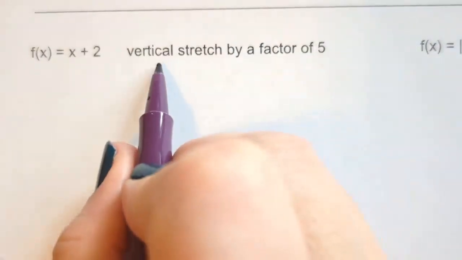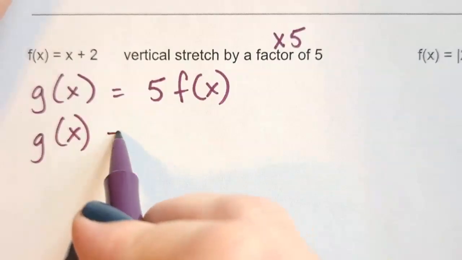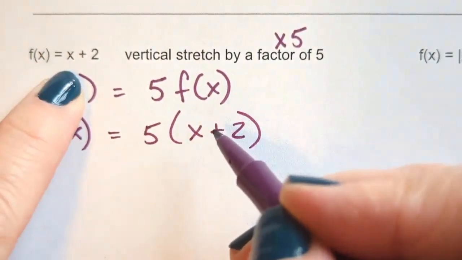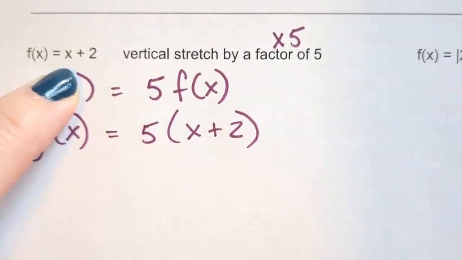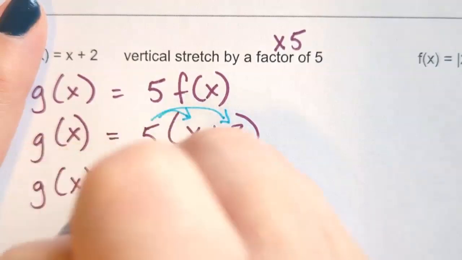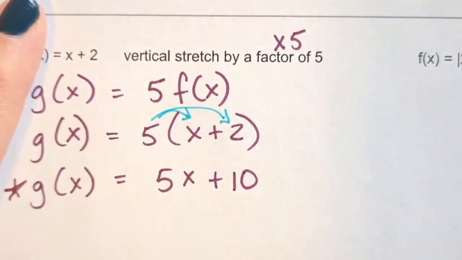All right, here we're going to do a vertical stretch by a factor of 5. So that means we're going to be multiplying by 5. So g of x is going to be equal to 5 times our f of x. So that 5 is going to go in the front. So g of x is equal to 5 times, and in place of f of x, I'm going to put this x plus 2. And now I'm going to distribute the 5. So that's going to give me g of x equals 5x plus 10. And that is my answer.